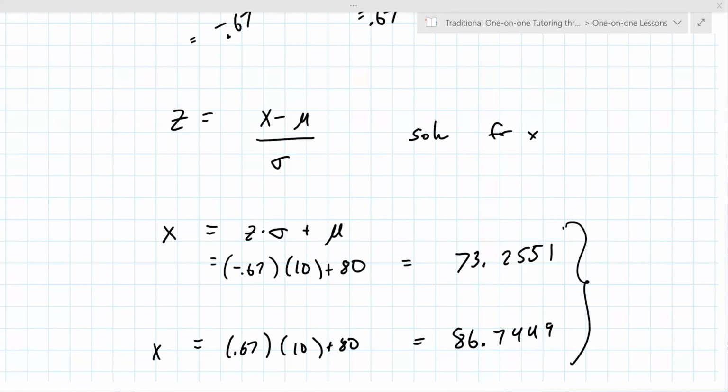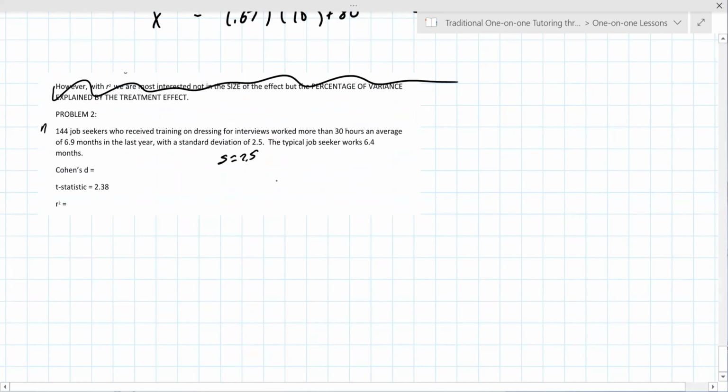144 job seekers, that's N. Okay, worked more than 30 hours, an average of 6.9 months last year with a standard deviation of 2.5. So that's S equals 2.5. The typical job seeker works 6.4 months. So that's talking about the mean. That's your mu. That's the 6.4, and your X bar is 6.9.